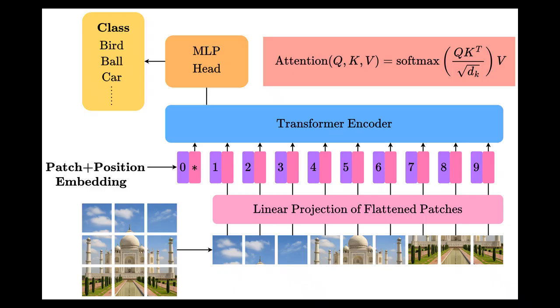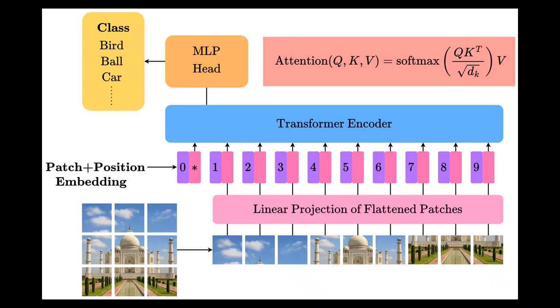In vision transformers, the input image is split into 16 by 16 patches. Each patch is flattened and passed through a linear projection layer. This produces what we call patch embeddings. But there is a problem. The self-attention operation in transformers is order invariant. So the model has no idea about the spatial structure of the image. To fix this, we add positional embeddings.